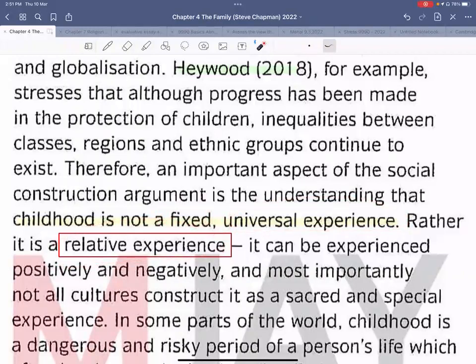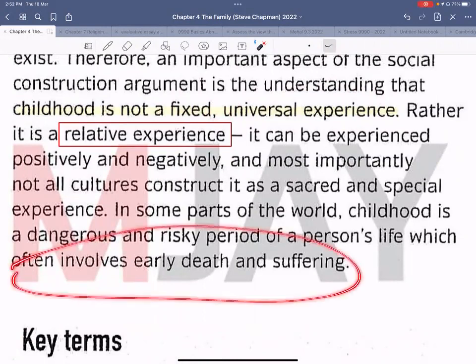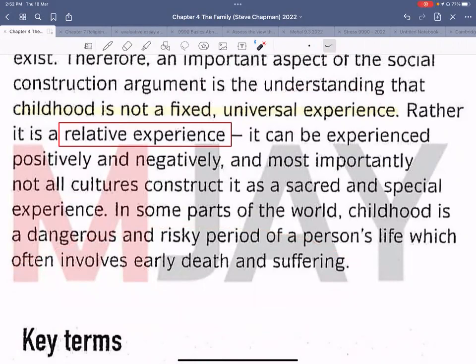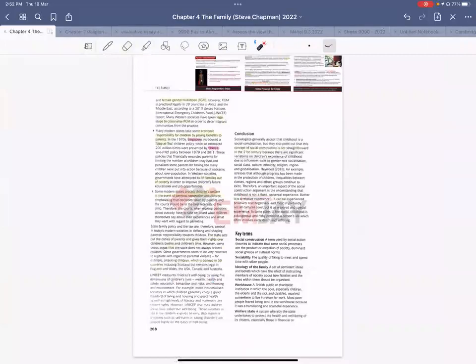Why is it that we're referring to this as a relative experience? Because what your experience might be like might be very different from what your experience is. Clear? It can be experienced positively and negatively, and most importantly, not all cultures construct it as a sacred and special experience. In some parts of the world, childhood is a dangerous and risky period of a person's life, which often involves early death and suffering. Do we get this? Now, this brings this particular part to an end.